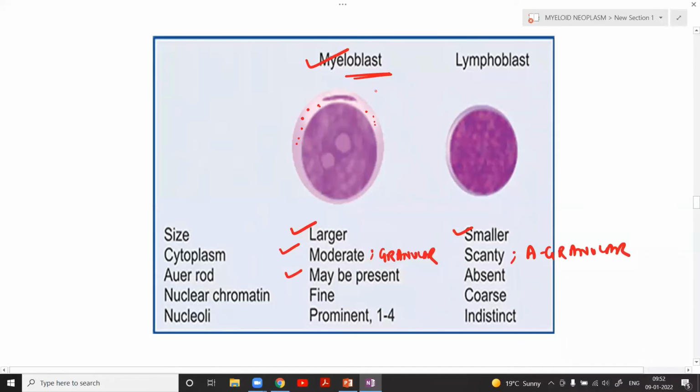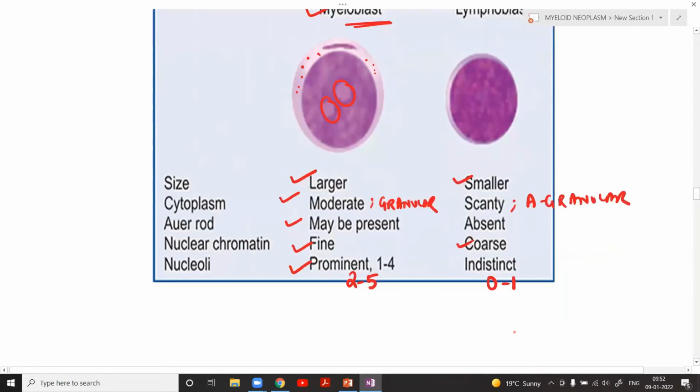Also, Auer rods might be present only in myeloblasts, but they are never seen in lymphoblasts. The nuclear chromatin of a myeloblast is far more open compared to a lymphoblast. Although a lymphoblast has open chromatin, the myeloblast has much more open chromatin. The nuclear chromatin of a lymphoblast, in comparison to a myeloblast, is far coarser. Nucleoli are far more visible, around 2 to 5 nucleoli, as we can see over here, whereas in a lymphoblast only 0 to 1 nucleoli is seen.